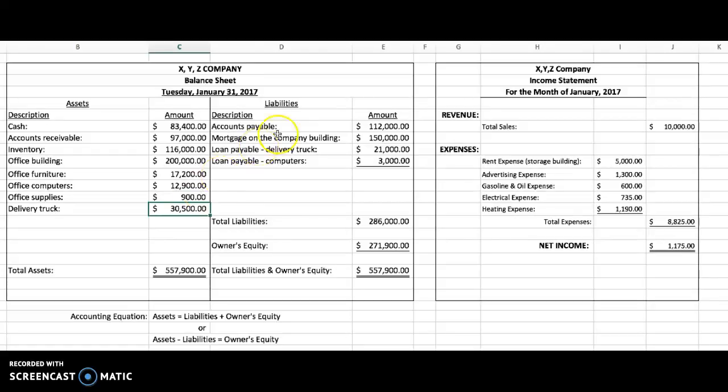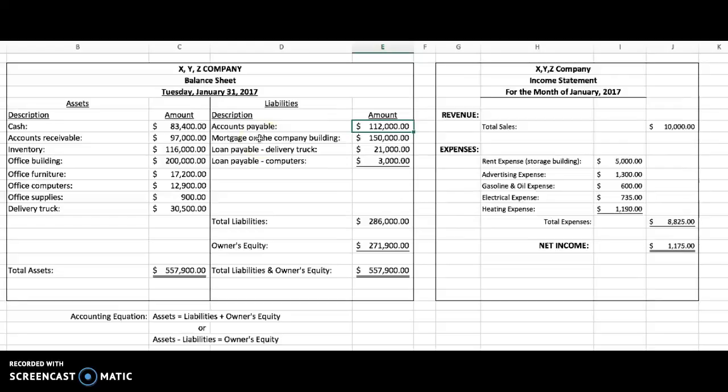Okay. On the right side, we have accounts payable. We owe money to somebody in the amount of $112,000. So this is a liability, something that we owe. Typically, as you hopefully remember from the video you had yesterday, accounts payable would encompass things that we owe in the short term. So typically, these are things that we owe within a month or so. So we need to get those paid off.